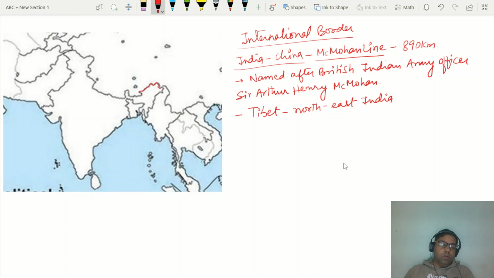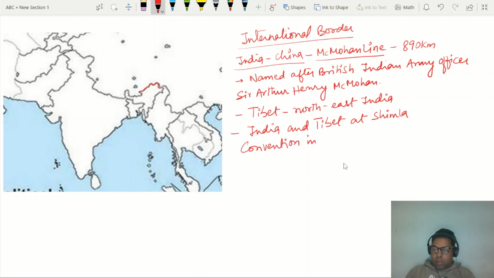So here Colonel McMahon proposed this line as the boundary between India and Tibet at the Shimla Convention in 1914, right? In 1914.